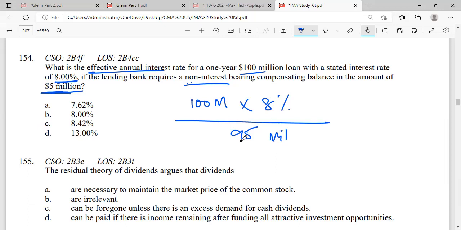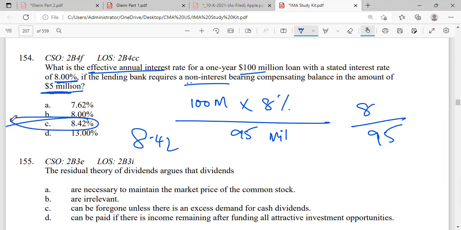So 100 minus 5 is 95 million. 100 million into 8% is 8. So 8 divided by 95 is 0.0842, multiplied by 100 is 8.42%. Simple, right? Remember this: for the effective interest rate, calculate the interest, and divide whatever the interest amount is by the principal amount.